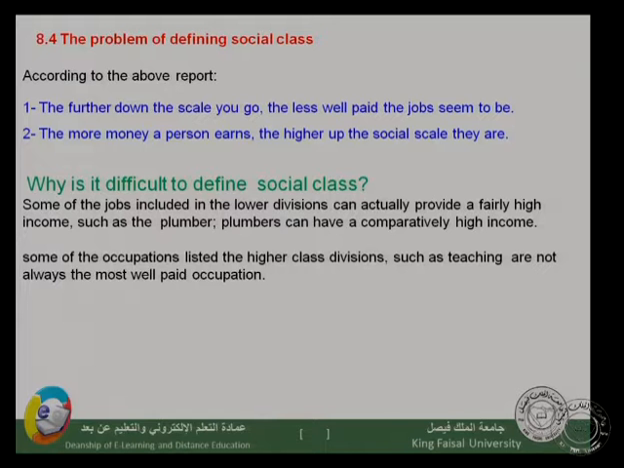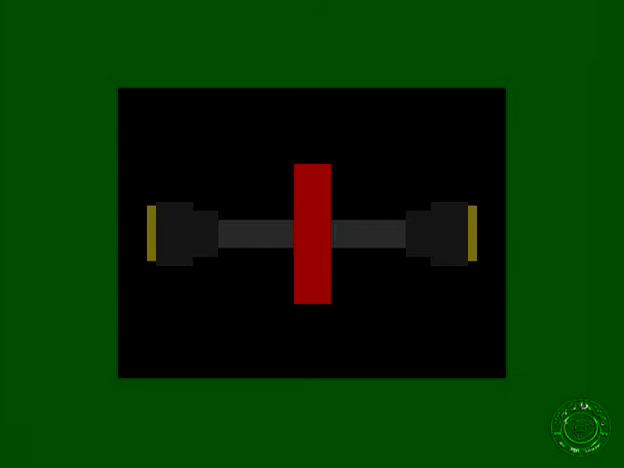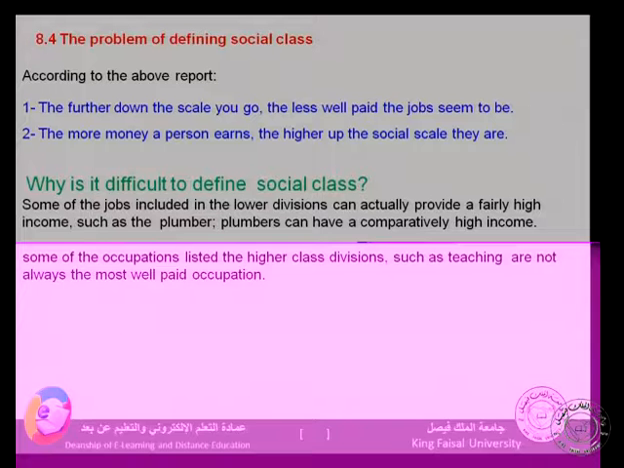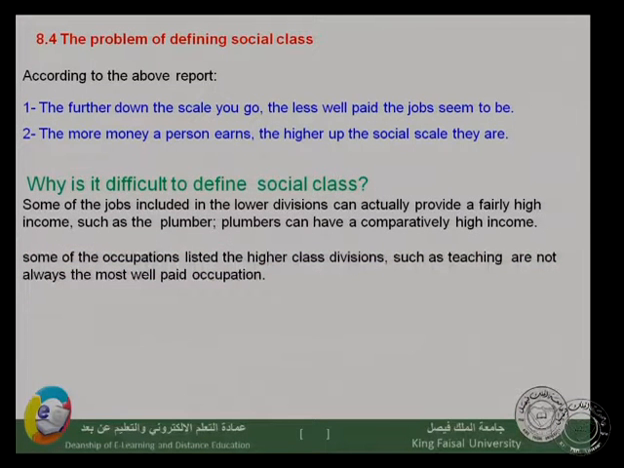And quite the opposite, the more money a person earns, the higher up the social scale they are. So if they earn a large amount of money because they work as managers, as doctors, as professionals, the more money those people earn, the higher up, or the upper class they belong to.